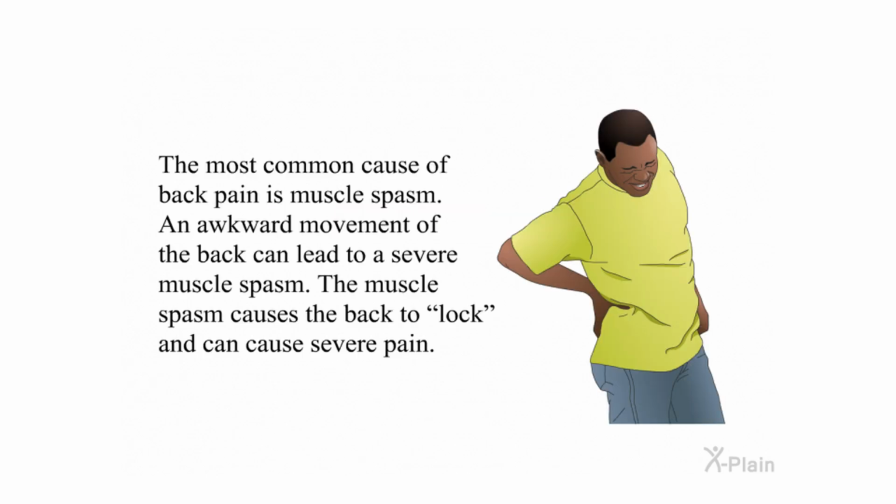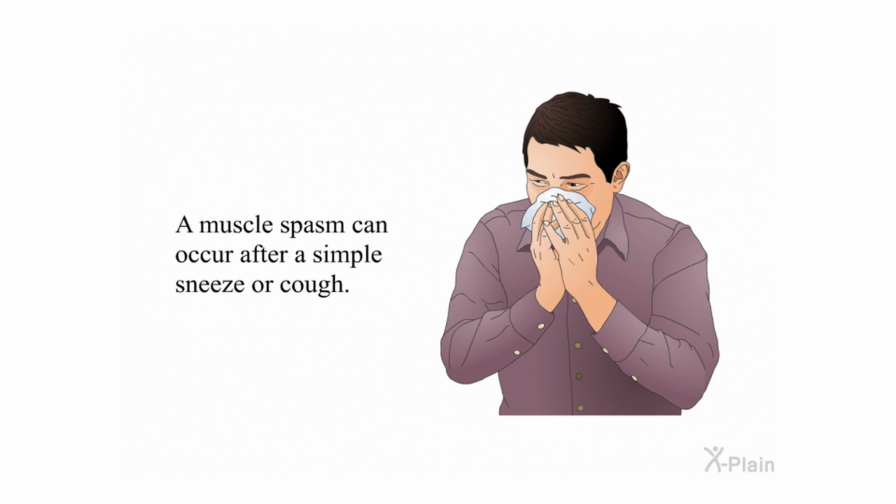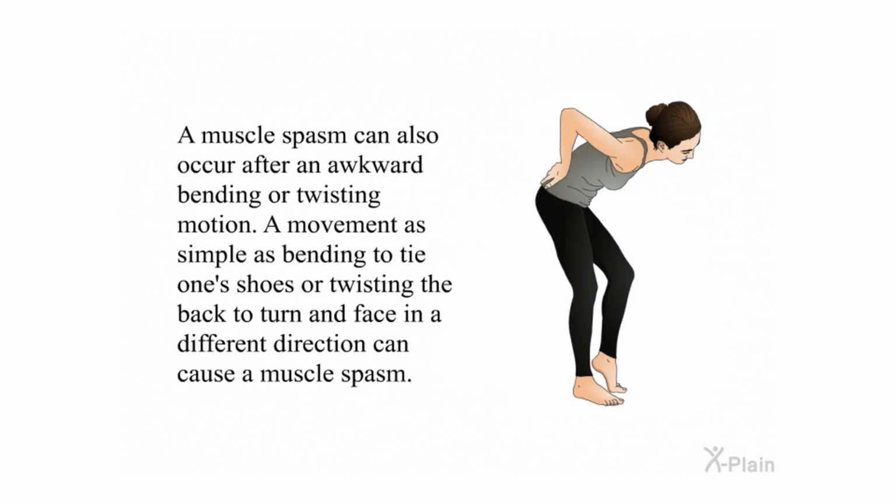Causes of back pain. The most common cause of back pain is muscle spasm. An awkward movement of the back can lead to a severe muscle spasm. The muscle spasm causes the back to lock and can cause severe pain. A muscle spasm can occur after a simple sneeze or cough. A muscle spasm can also occur after an awkward bending or twisting motion. A movement as simple as bending to tie one's shoes or twisting the back to turn and face in a different direction can cause a muscle spasm.